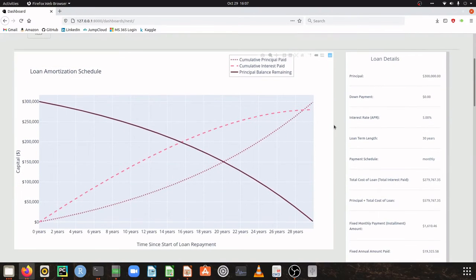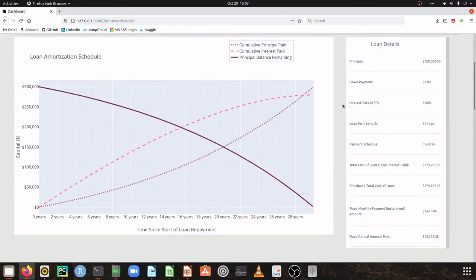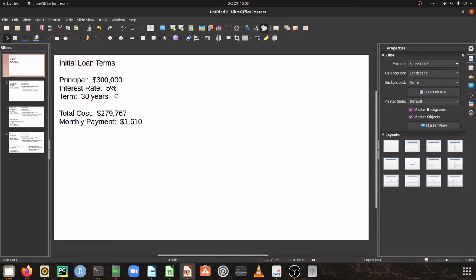The first thing to do is to scroll down and look at the loan details on the right. The numbers you want to write down are the total cost of the loan, this total interest paid, which you can see is $279,767.35. You also want to look at the monthly payment, which is $1,610.46. You should write these numbers down. So we're going to use this little pad here and just record that information.